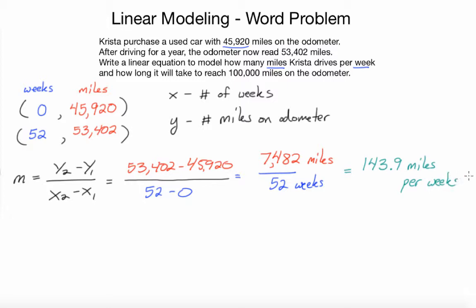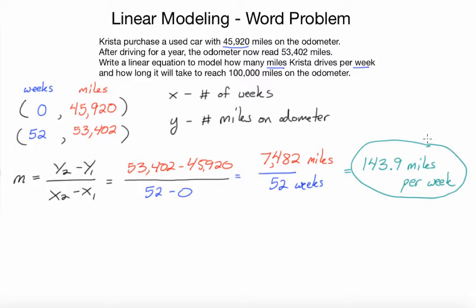That's the slope of the line. That's the average rate of change. So let's circle that. Let's keep that handy. On average, she goes 143.9 miles per week. Probably some weeks she goes more, some weeks she goes less. We're finding an average over this 52-week period. All right, we got the slope of the line.